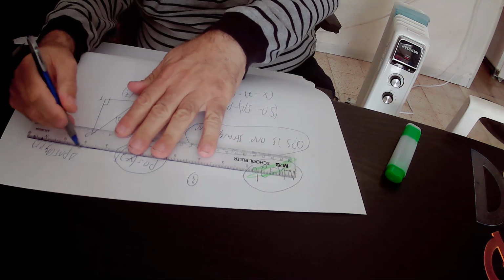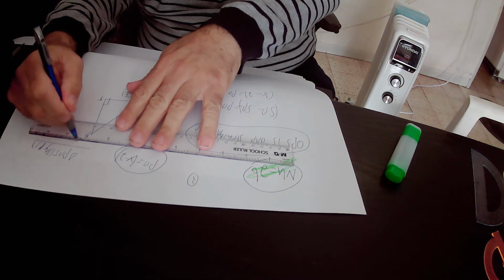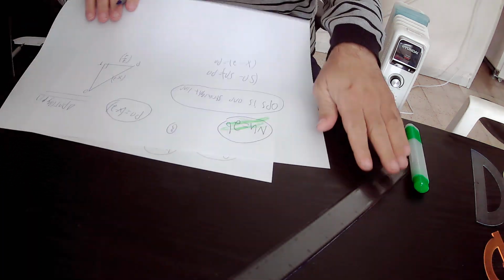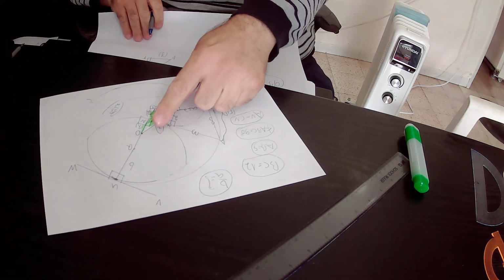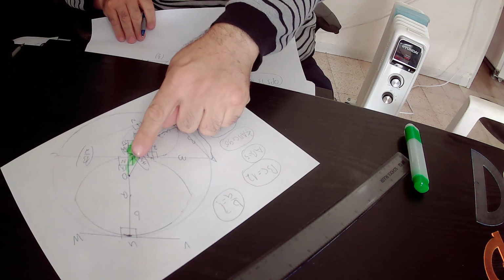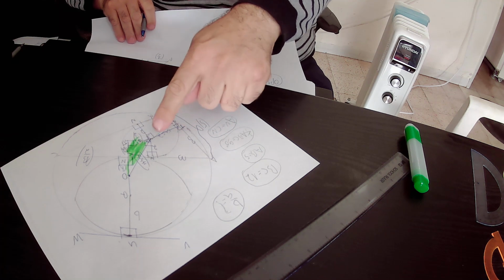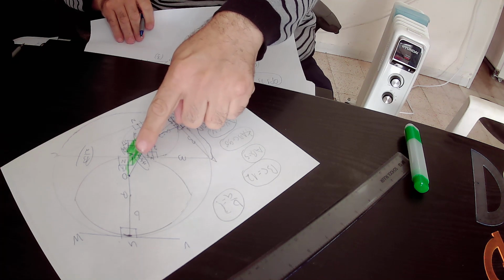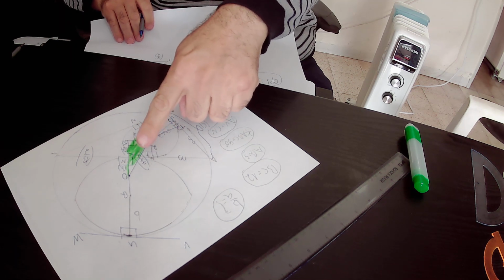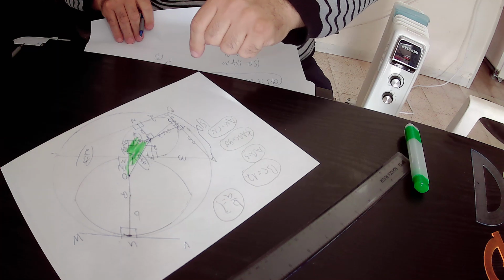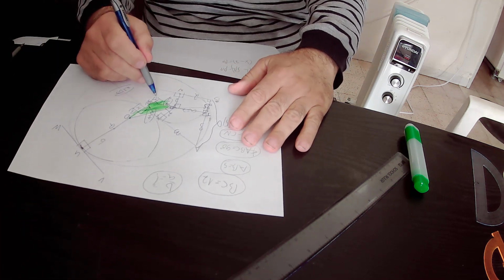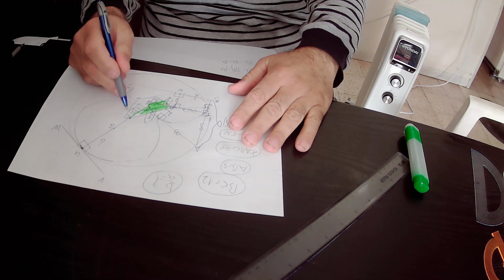And finally, what is the length of OT? On the drawing it is very easy to see that OT equals ON plus NT. That is to say, OT equals ON, that is h, plus NT, that is 2. So in total, OT equals h plus 2.